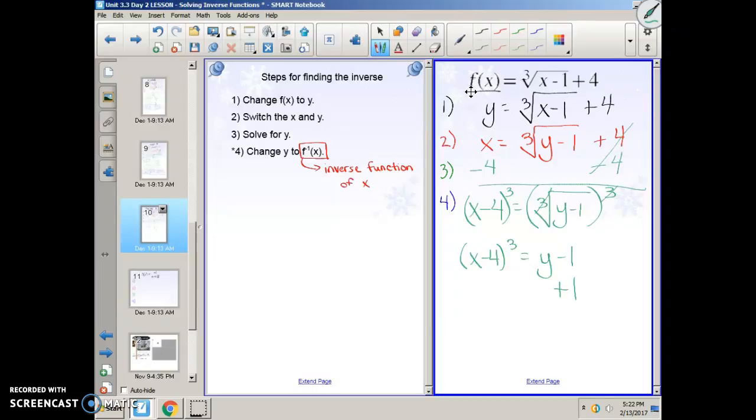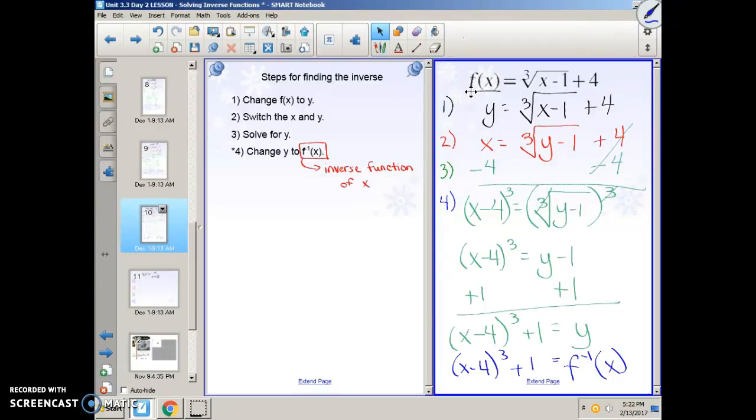Easy last step. Get the +1. That +1 does not go in the parentheses. Don't you dare put it in with the 4. Put it on the outside. Just like that. And then change it to that. x minus 4 cubed plus 1. Boom, that one's done too. Fabulous.